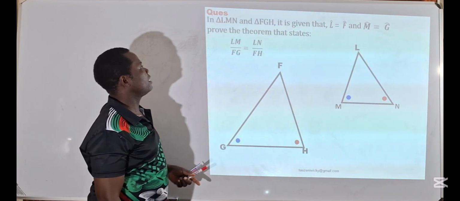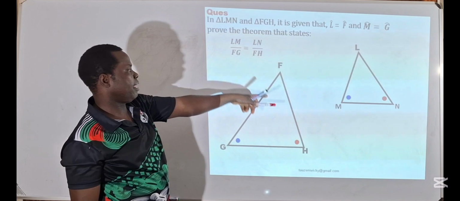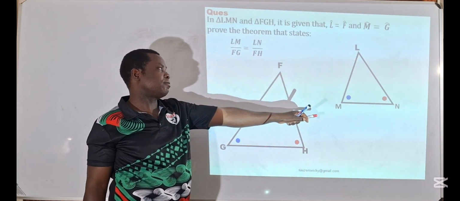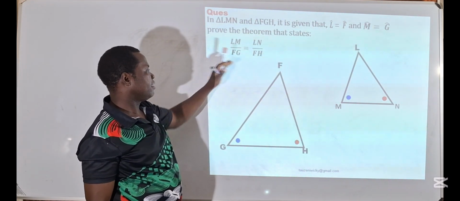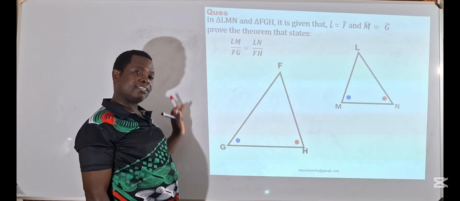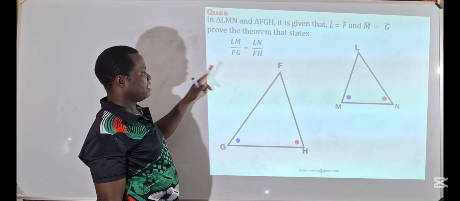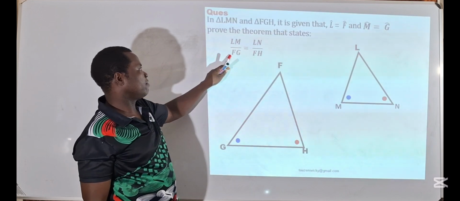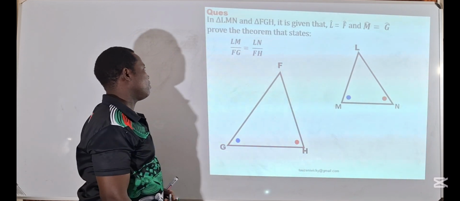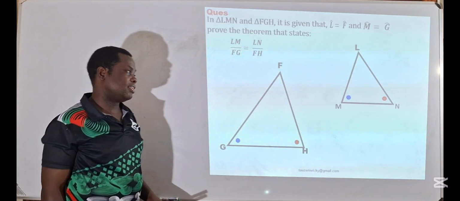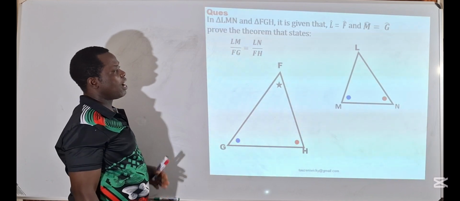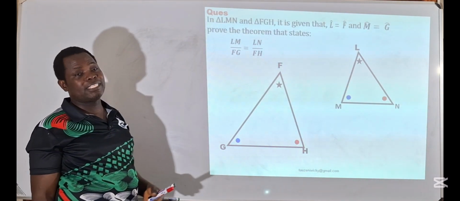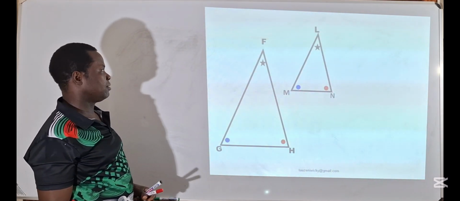We need to show that the line LM, which is one side of the triangle, divided by a corresponding side in the next triangle, that fraction is the same as dividing the other two sides. So that means LM over FG equals LN over FH. That is what we want to prove. How is the proof done? That is the main important thing.